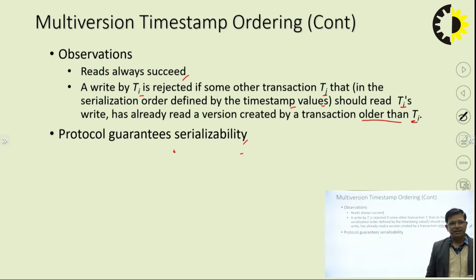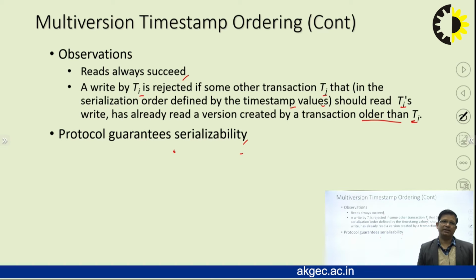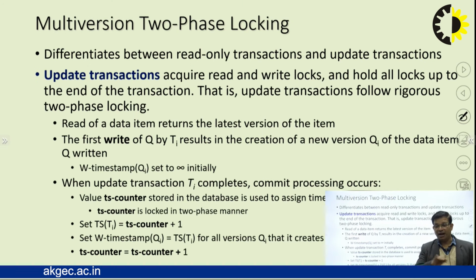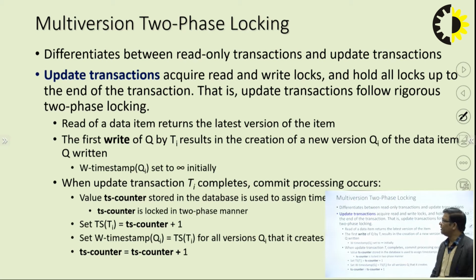Okay. And what is serializability? A non-serial schedule that can be converted into a serial schedule is called serializable, but the final answer should be the same. This is multi-version two-phase locking. So, it basically differentiates between a read-only transaction and an update transaction.